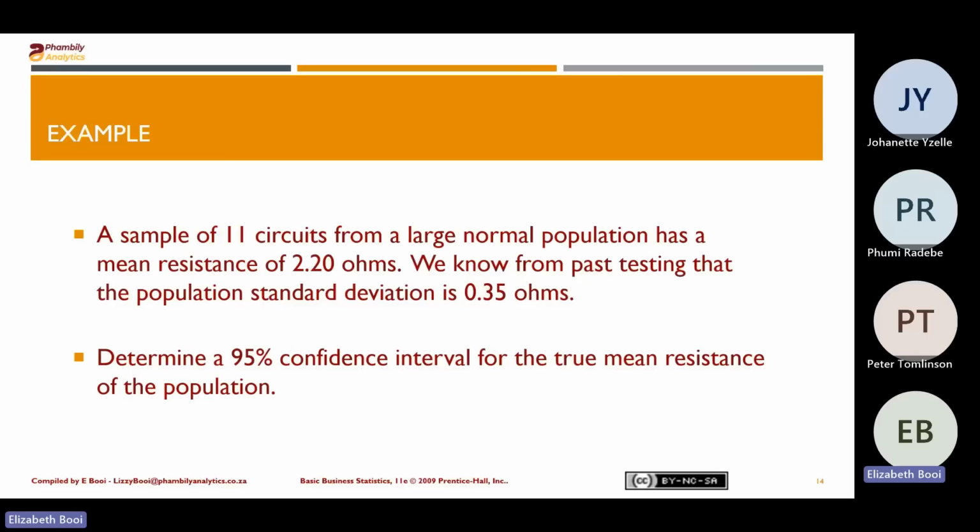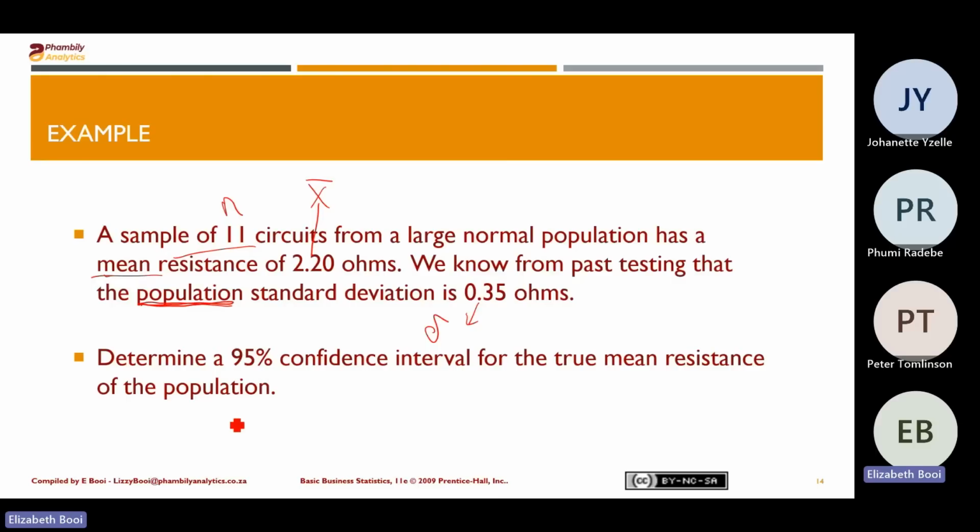Now, what is it that they have given you? They have given you the mean. They have given you the sample, because they're telling you that a sample of circuits from a large population has the mean. So this mean comes from this sample, right? It's not the population mean, it's the sample mean. So we have our n, we have our x bar, and we have our population standard deviation. They are telling you it is known, so it will be the population standard deviation.